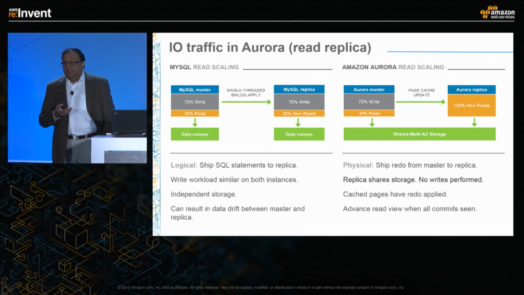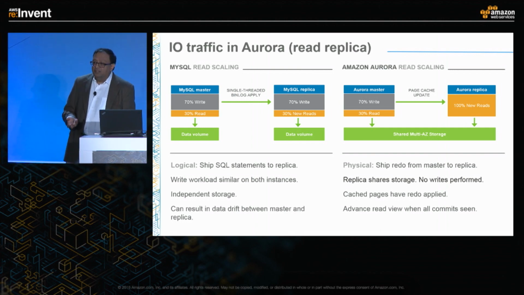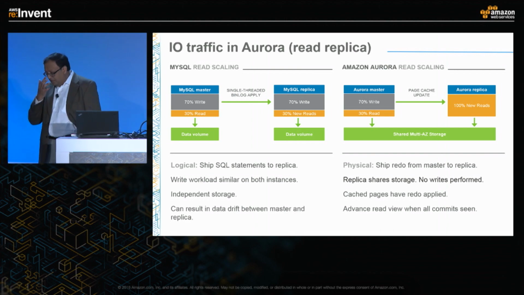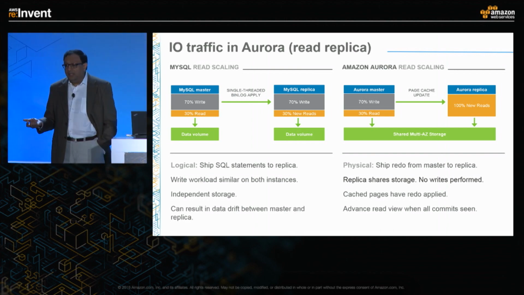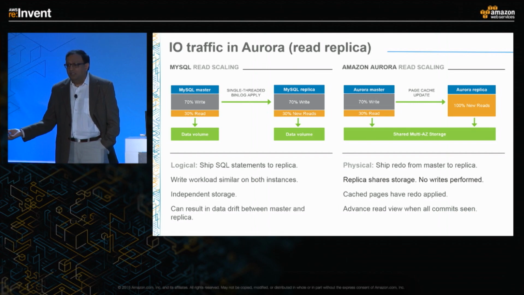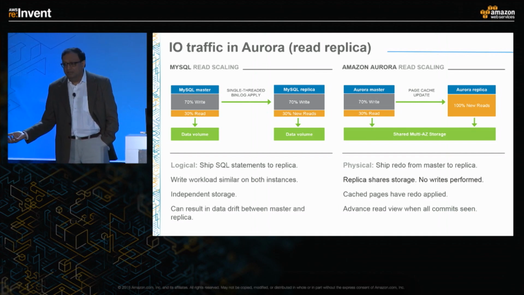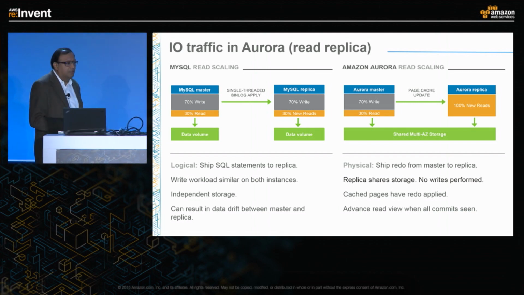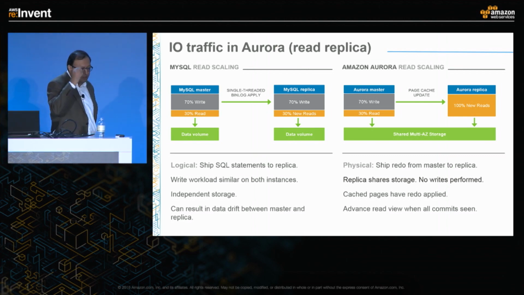And so, even though you're adding capacity to do reads, if you're doing a 70% write workload on the master node, you're only going to get 30% read workload available to you on any of your replica instances. So that's pretty unfortunate, right? And then, of course, your data storage is duplicated and all that.